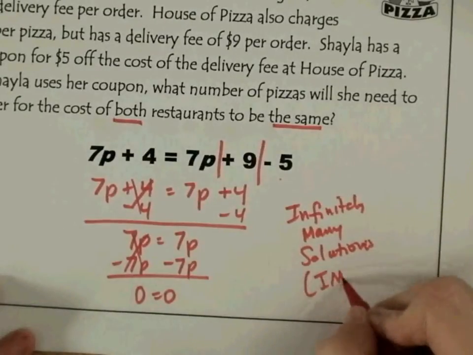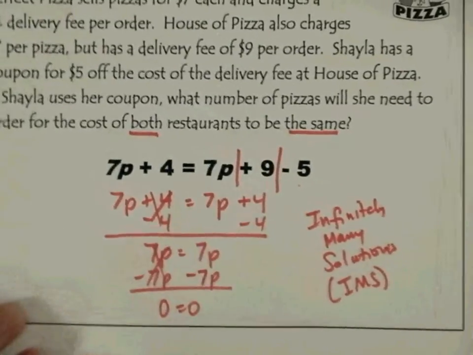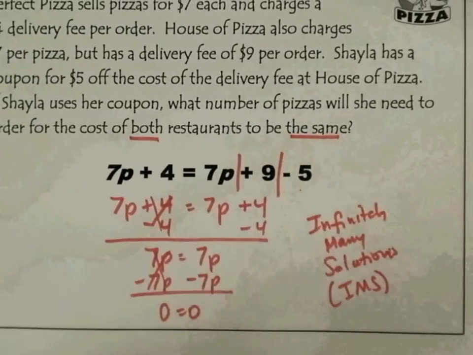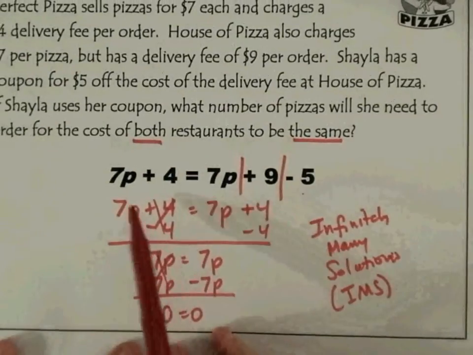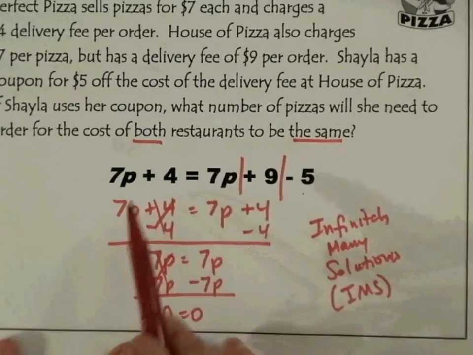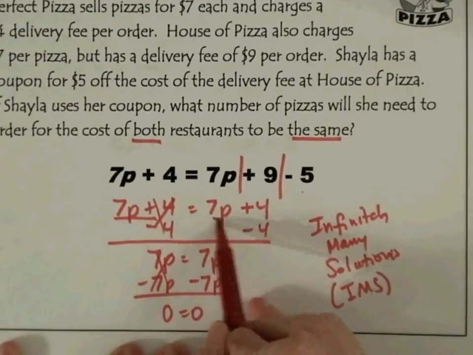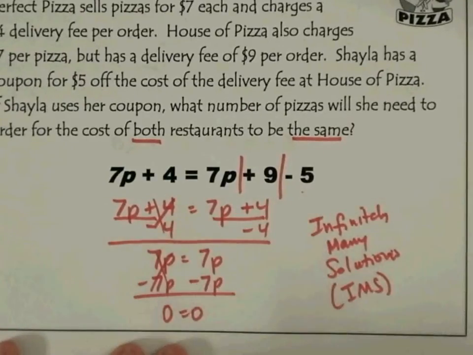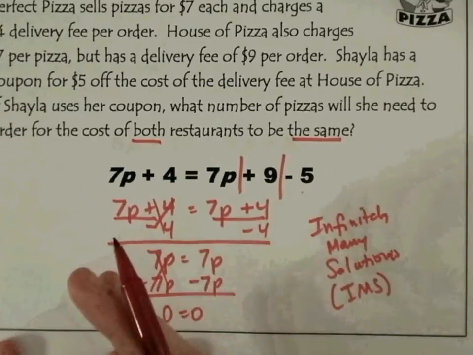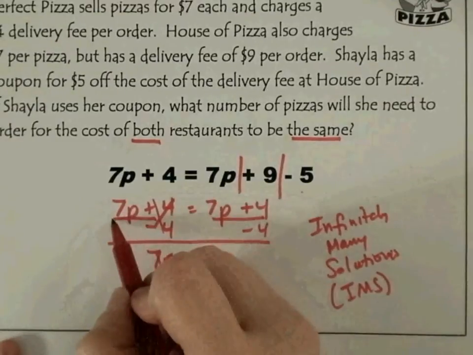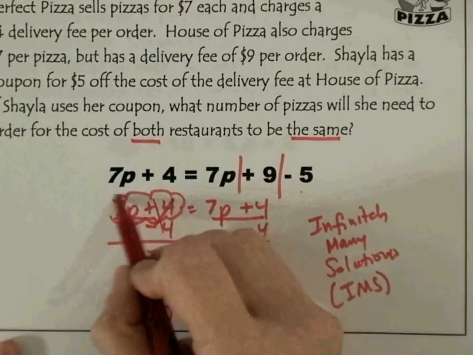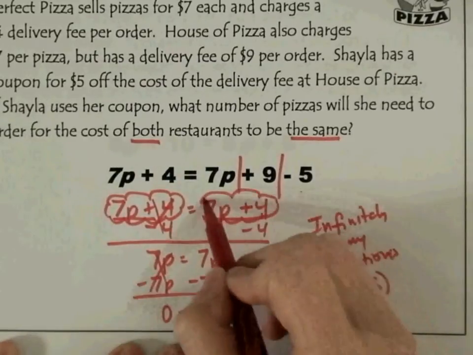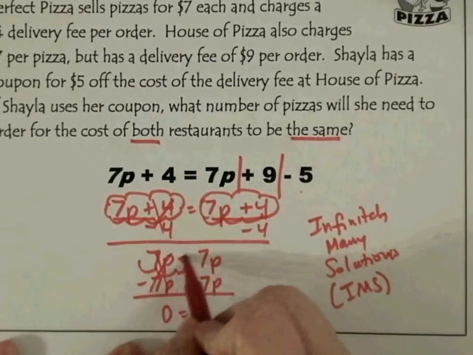Or if you're lazy like me, you write IMS. I have heard this referred to as the identity, and the way I think about it is when I look at one of these equations, if at any point while I'm solving, the left side looks at the right side and sees itself, then I've got infinitely many solutions. That happens here, right here. They're exactly equal.